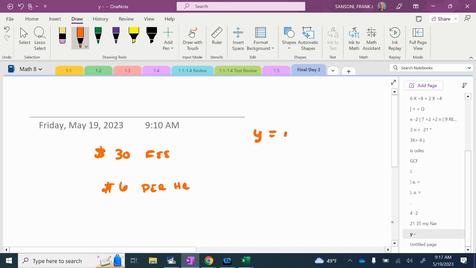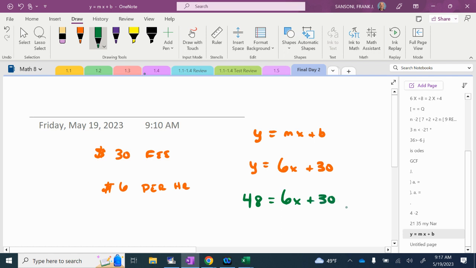So first of all, I'm going to go y equals mx plus b. What's my equation? 6x plus 30. It says the total bill was $48. So am I going to put 48 in for x? No, 48 in for y, right? So I got 48 equals 6x plus 30. Subtract 30 from both sides. 18 equals 6x. Divide by 6. How many hours was she there? 3 hours.